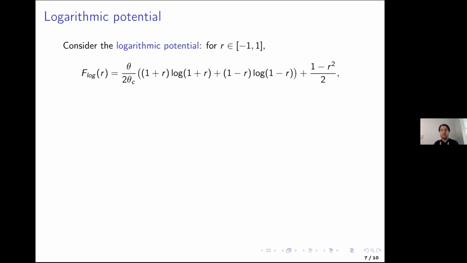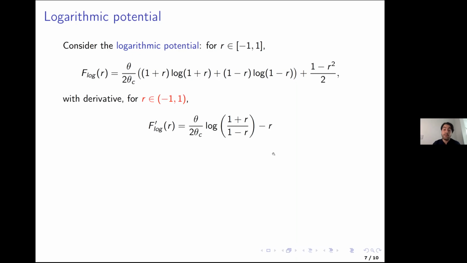So now let's move on to the logarithmic potential. Again, just to go back to the picture, this was the red curve that you saw. It was defined between -1 and 1. It was defined at -1 and 1 as well. But now if you remember, so this is the expression, right? There's some logarithmic terms. I don't want to get into the physics of the potential.